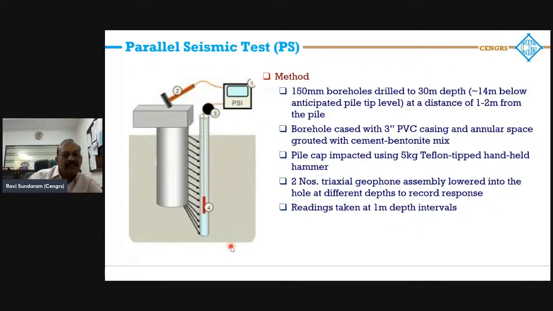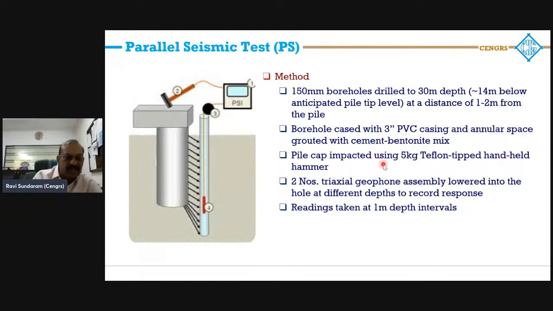What was done to evaluate this further? A parallel seismic test was done. What is a parallel seismic test? You do a borehole adjacent to the pile cap. The depth of the borehole is a little deeper than the anticipated length of the pile. So we did 150 diameter holes to 30-meter depth, about 14 meters below the anticipated pile level, at a distance of 1 to 2 meter. The borehole was cased with a 3-inch PVC casing, and the annular space was grouted with a cement bentonite mix.